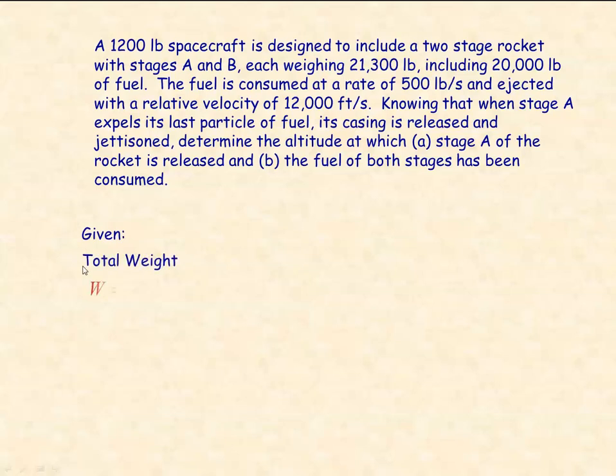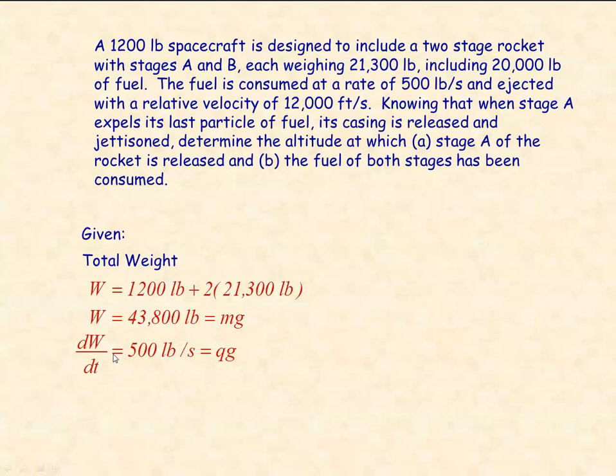So the givens to us are the total weight, which is a weight of 12,000 pounds plus 2 stages here of 21,300 pounds each. So that gives us a total of 43,800 pounds, which is going to be m times g. All right, dW/dt is going to be the rate that fuel is consumed, and we're told it's 5,000 pounds per second. So it's like it's mg and a mass per unit time. So Q is going to be a mass per unit time right here.